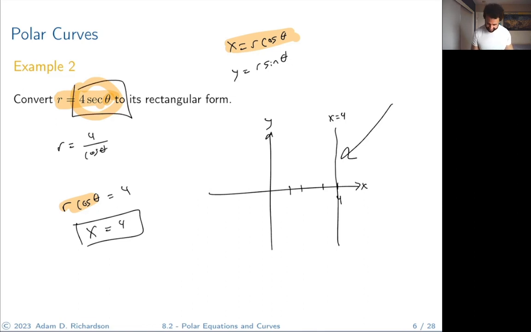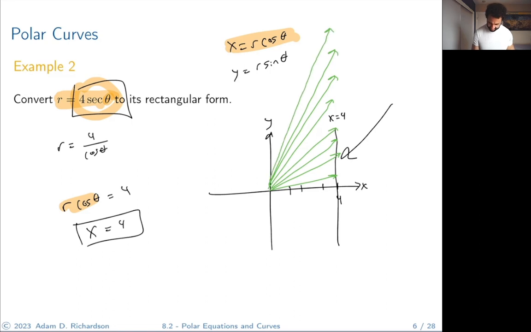So basically it's going to go like this. Maybe I'll draw some of these. Maybe I'll use green. Here we go. So it'll be like this, right here, right here, and it keeps going. As the angle theta sweeps around, the radius is going to grow and grow until it's infinite. Pretty interesting.